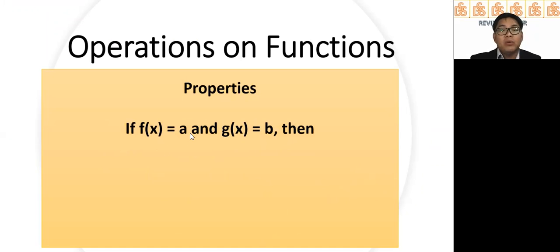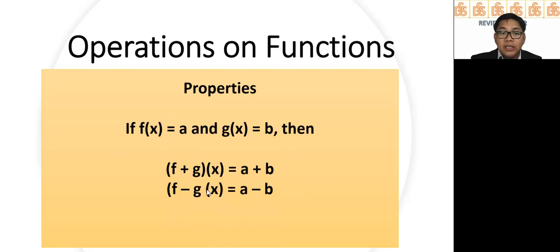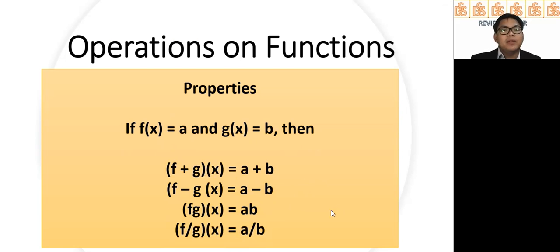If f of x equals a and g of x equals b, then (f plus g) of x is equal to a plus b. And then (f minus g) of x is a minus b, while (fg) of x is ab, and (f over g) of x is a over b. As simple as that, we are actually performing operations on their values, on the functions itself.